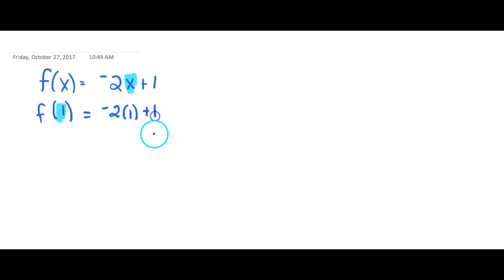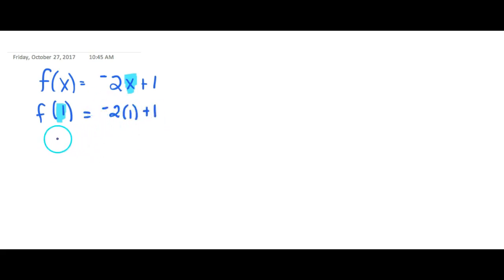For example, remember they're just different names, so f of x equals negative 2x plus 1, okay? And then we want to find out what happens when it becomes f of 1. And all we're doing is replacing whatever our x value is, so in this case it's just right here. We're going to replace it with what's in our parentheses. So then this would be negative 2 times 1 plus 1.